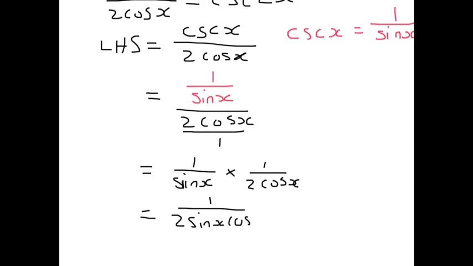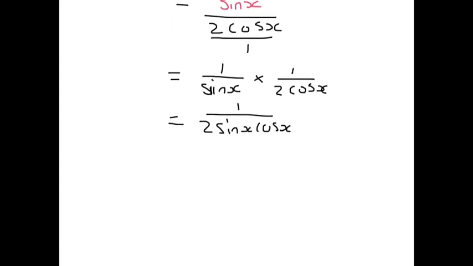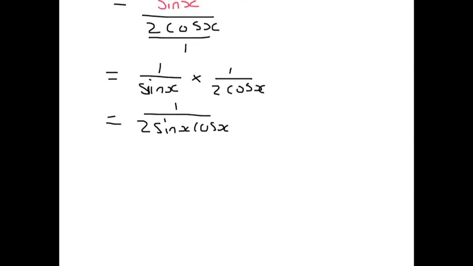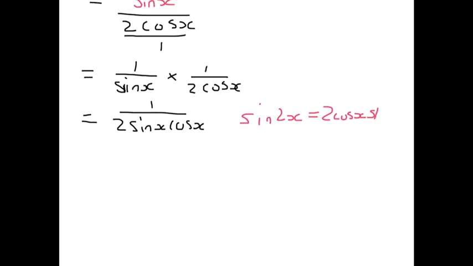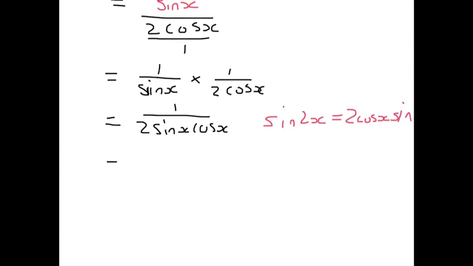sine x cosine x. And now maybe you can see a little bit of the light at the end of the tunnel. I'm going to use the identity that sine 2x is equal to 2 cosine x sine x. Let me just move that over a little bit. 2 cosine x sine x. So I'm going to replace this whole term with sine 2x. Okay, so I'll do that in red so you can see what I did. So 1 over sine 2x.